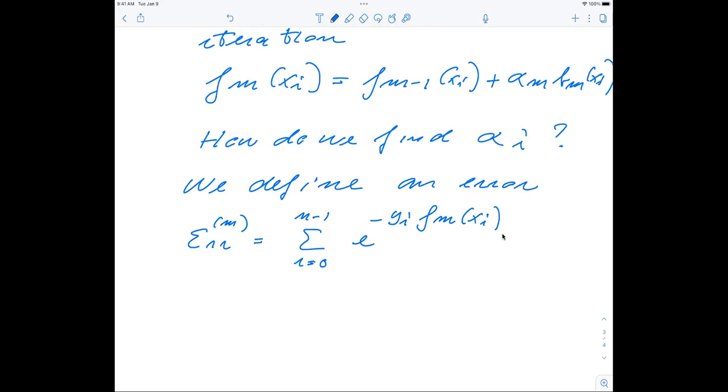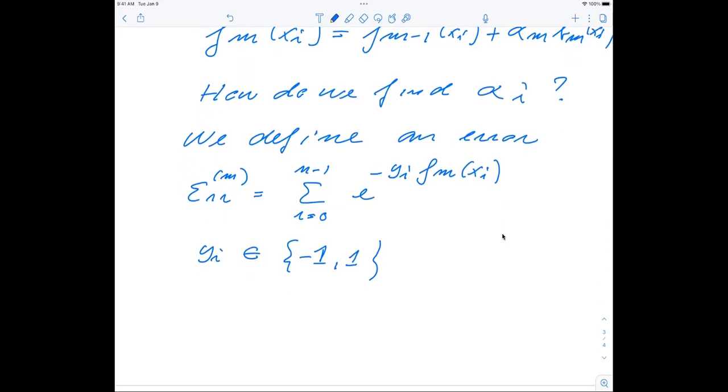We know that y of I takes only 2 values. We have defined that to only take 2 values, minus 1 and plus 1. And this function which we have now, f of m of x of I, also gives only 2 values, so that outputs minus 1 and plus 1.